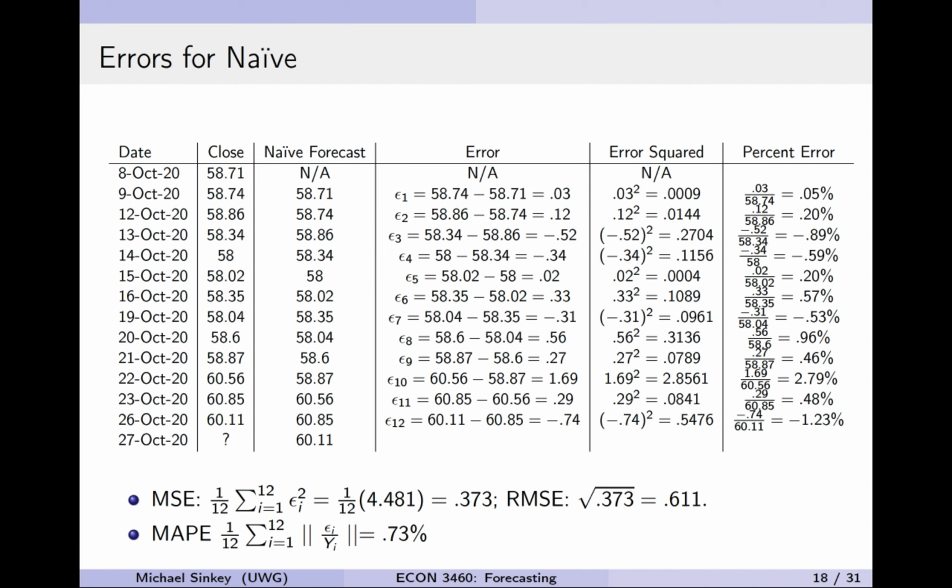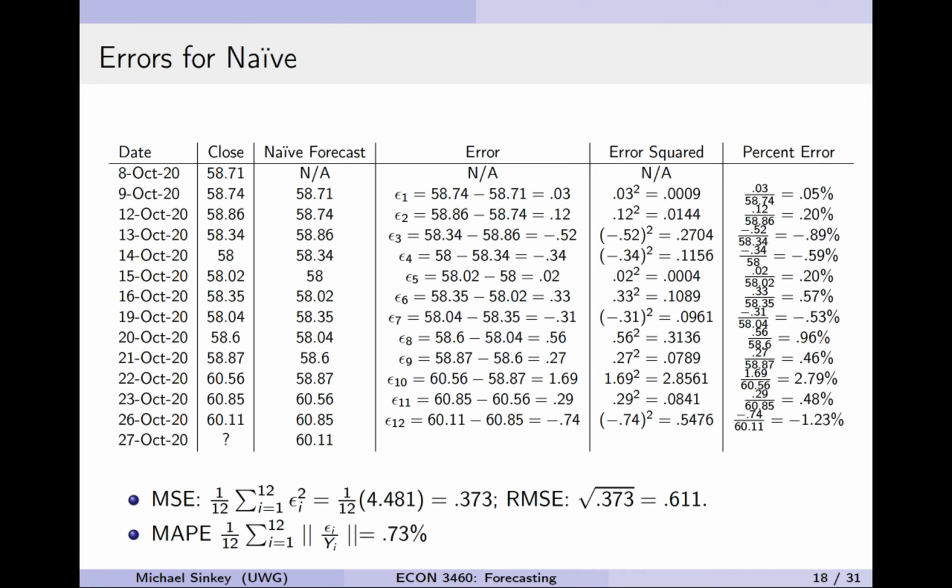So all of this is to say that the percent error can be calculated by taking the error divided by the data. Squaring the errors is calculated by taking the error and squaring it. So you do that. You add them all together for the mean squared error, and you get a mean squared error of 0.373. The root mean squared error is 0.611.